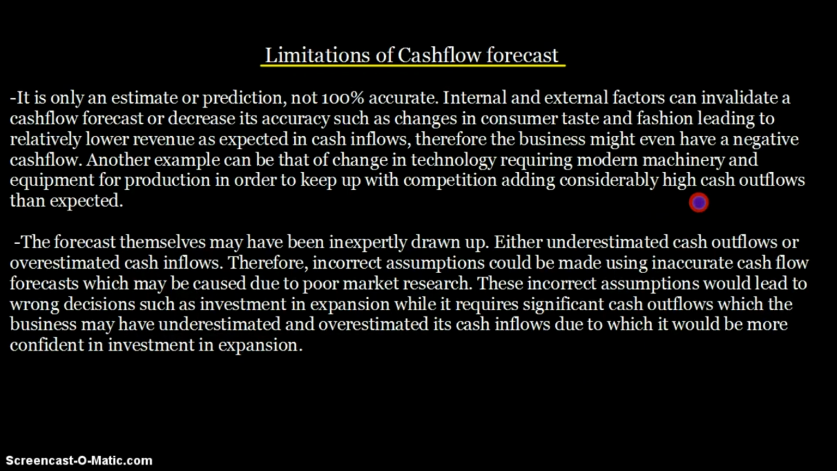You can give your own examples as well, like an increase in minimum wage. Because of that, your labor cost will increase, so your cash outflows will be higher than expected. Your internal factors could be that your employees are not motivated, because of which productivity decreases, efficiency decreases, and hence you're not able to produce. Your quality might have deteriorated a bit, because of which your sales will decrease. So that's an internal factor.